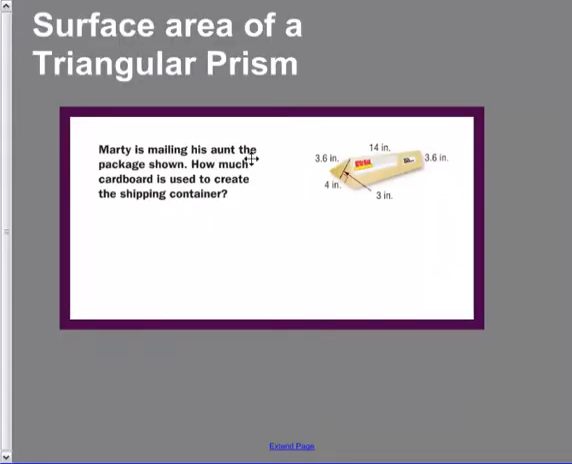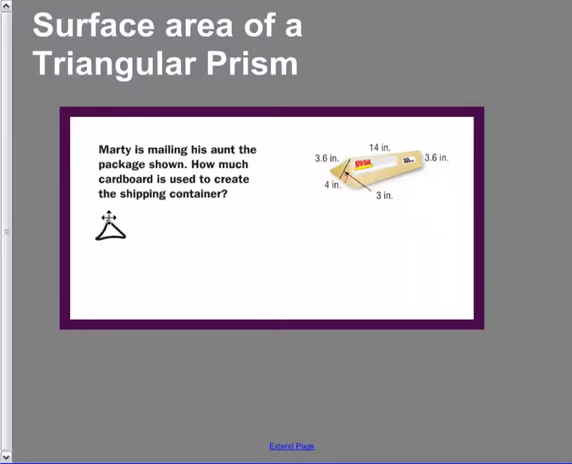Marty is mailing his aunt the package shown. How much cardboard is used to create the shipping container? All right, so we know one triangle has a height of 3 inches, a slanty height of 3.6 inches, another slanty height of 3.6 inches, and a base of 4.